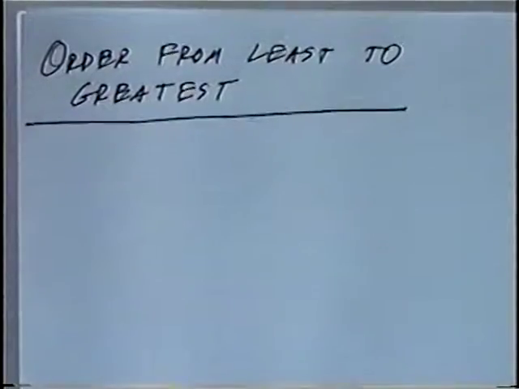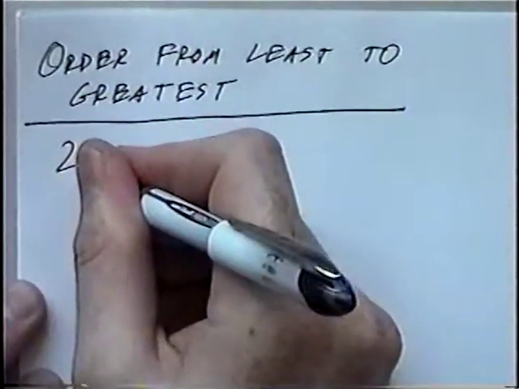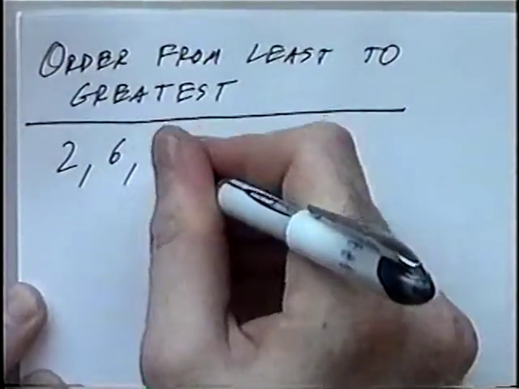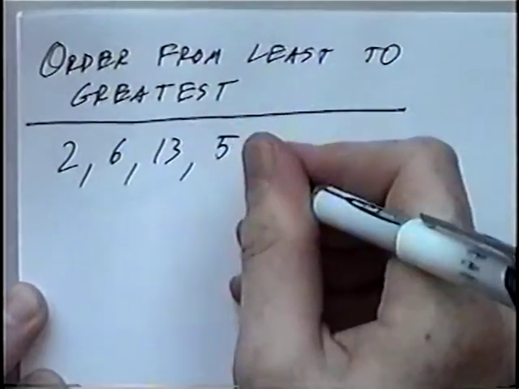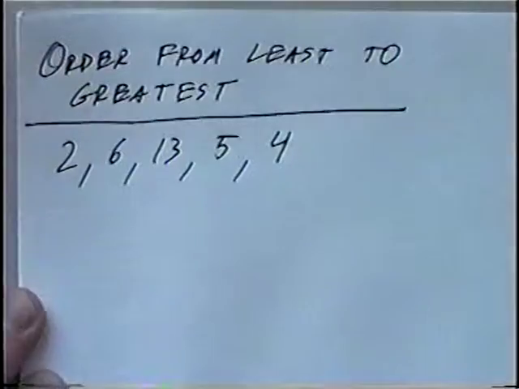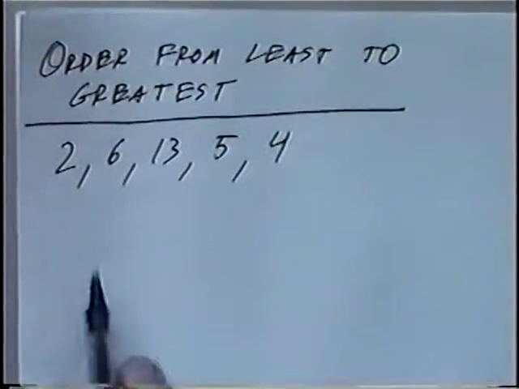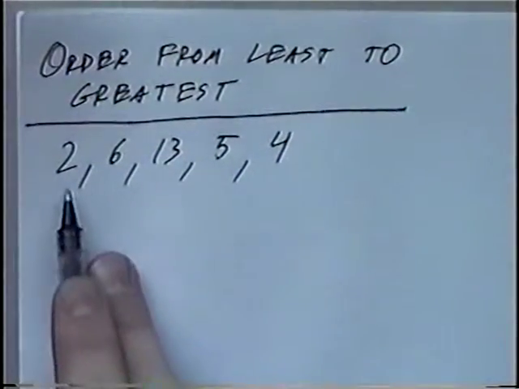First problem, first set of numbers, is 2, 6, 13, 5, and 4. We'll take these 5 numbers and order from least to greatest. The smallest of these numbers would be 2.